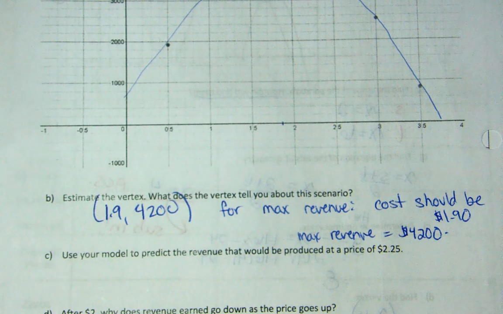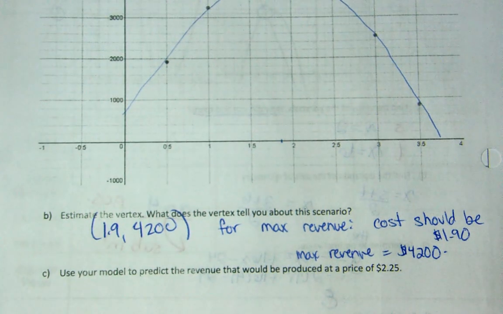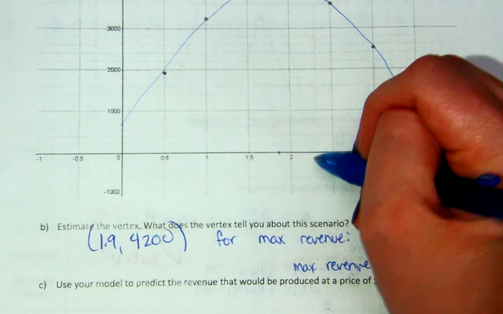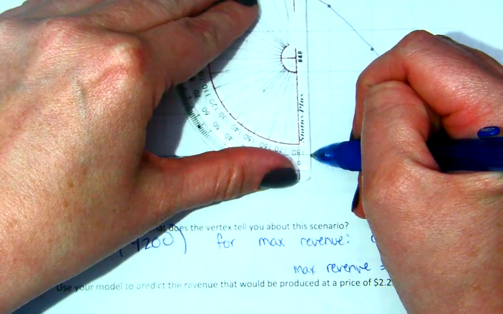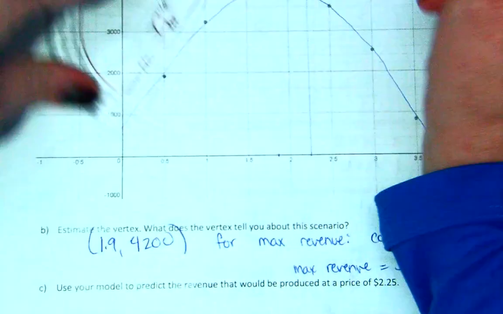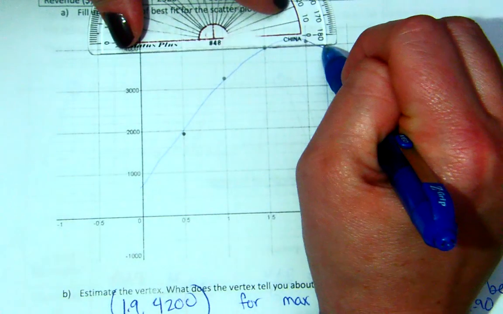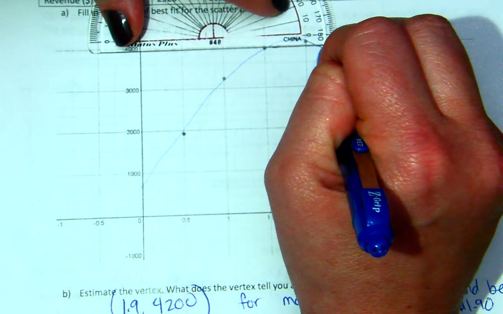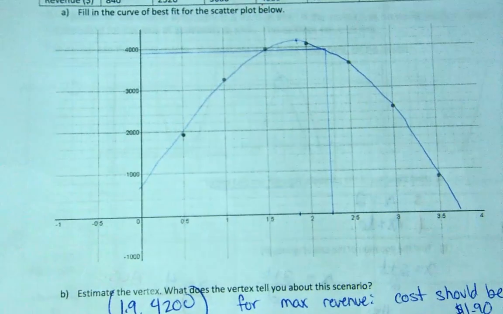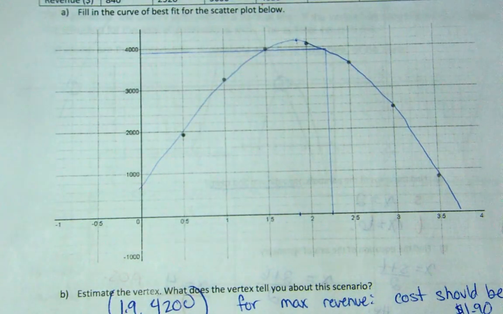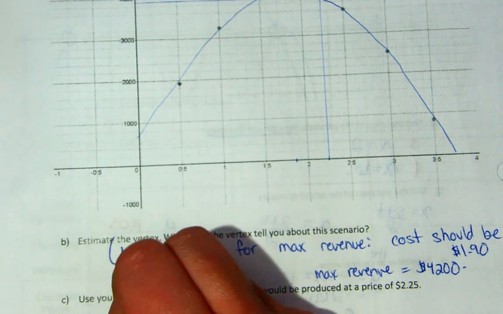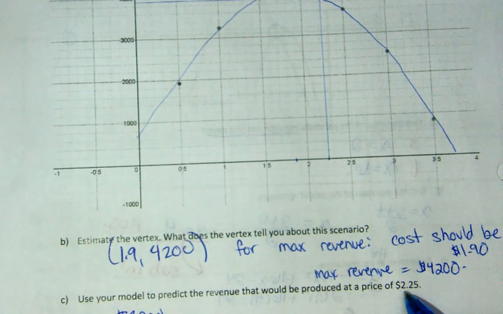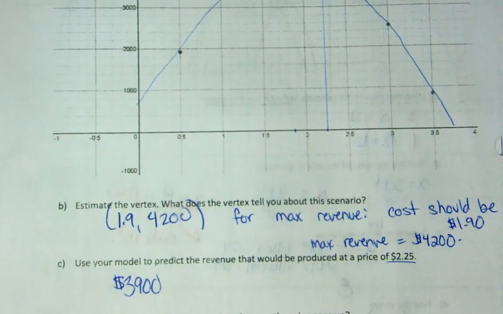Use your model to predict the revenue that would be produced at a price of $2.25. That's right here. I draw my line up, and I draw across to interpolate, and that's just below $4,000. I'm going to say about $3,900. So that means that if the ice cream shop charged $2.25 per cone, their daily revenue would be $3,900.